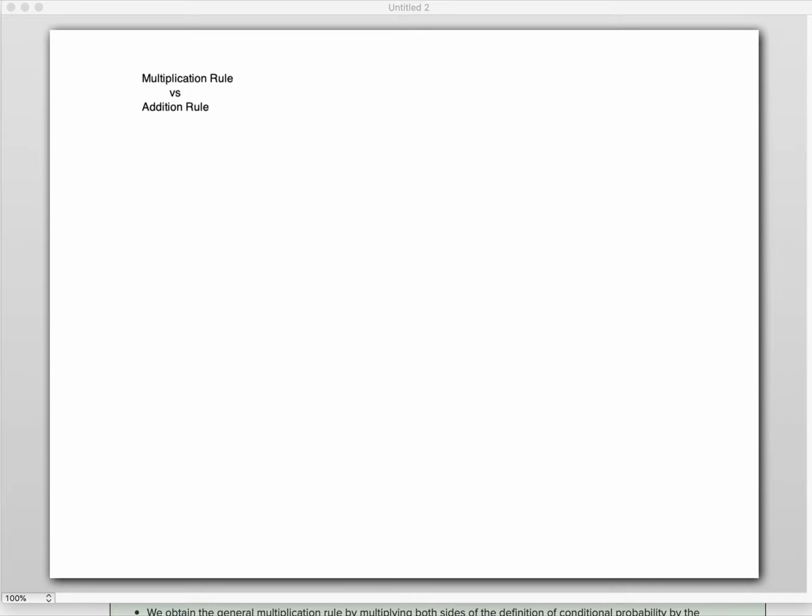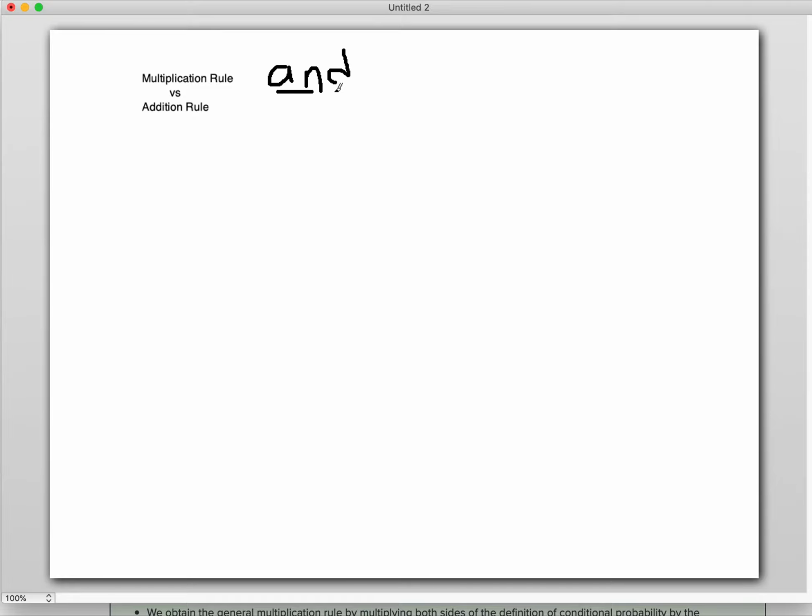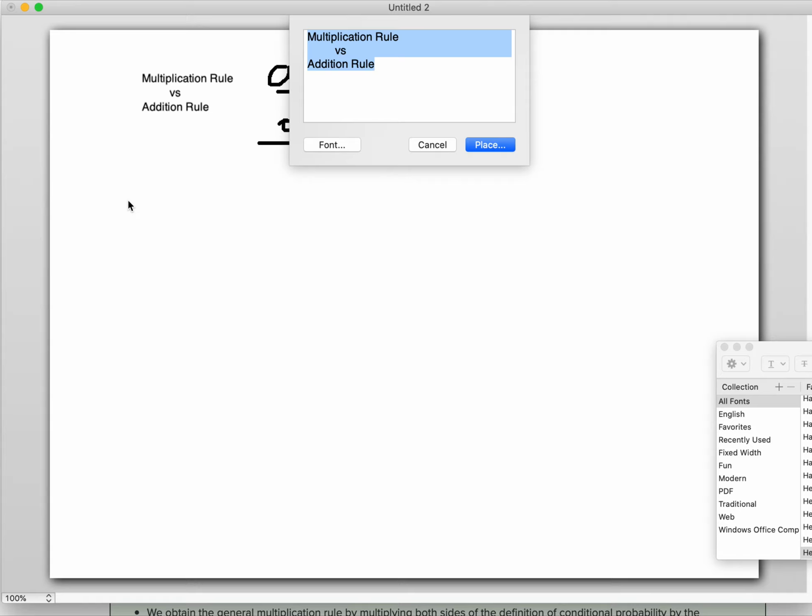I've gotten a couple of inbox questions about when to multiply versus when to add with probability. The key to figuring that out is looking at the events. Is it an and event or is it an or event? That's the first step: does the word problem tell me and, or does it tell me or?